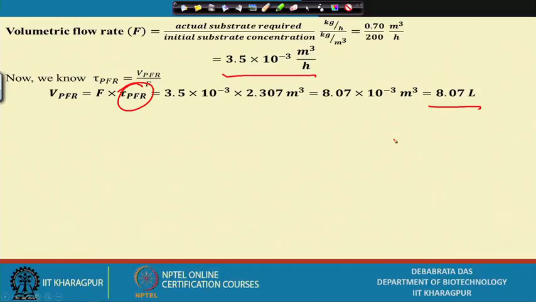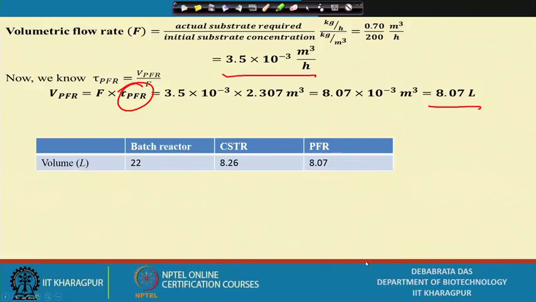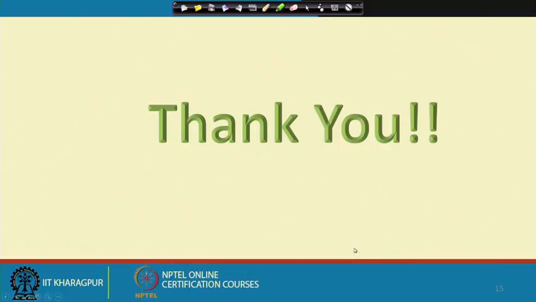So, in short, if you summarize all the things, then what we will get? The volume in case of batch process is coming 22 liters. In CSTR 8.26 and plug flow reactor 8.07. That means our design should be plug flow reactor, because if we recommend what reactor is suitable for this process, we should go for plug flow reactor.